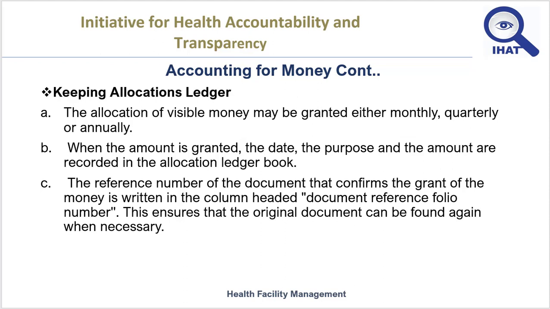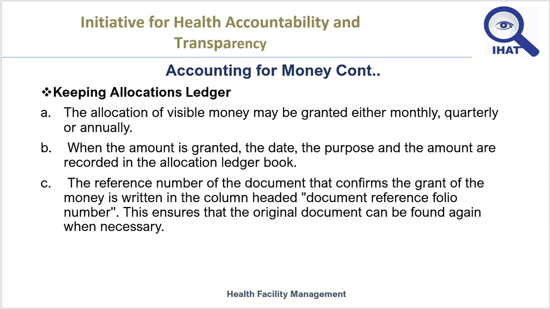Keeping an allocations ledger is very important. The allocation of vote cash may be granted either monthly, quarterly, or annually. When the amount is granted, the date, the purpose, and the amount are recorded in the allocation ledger book.